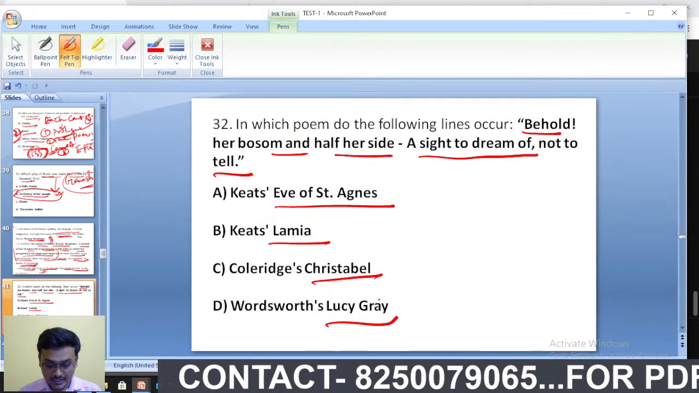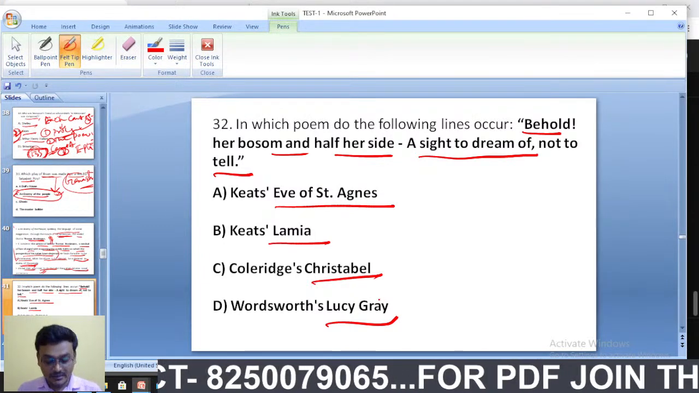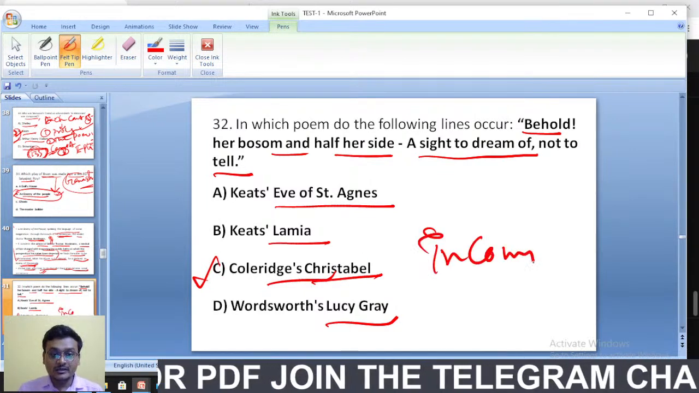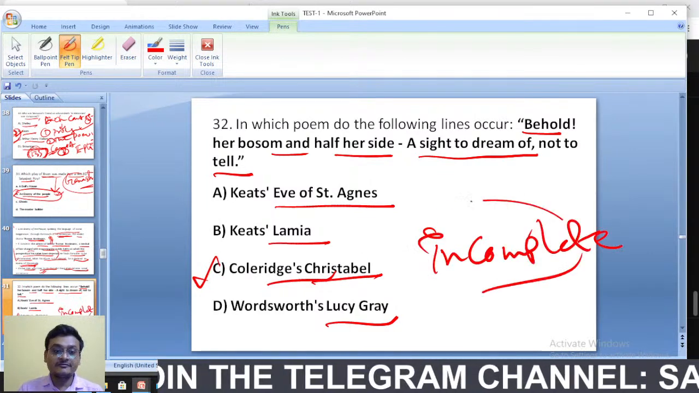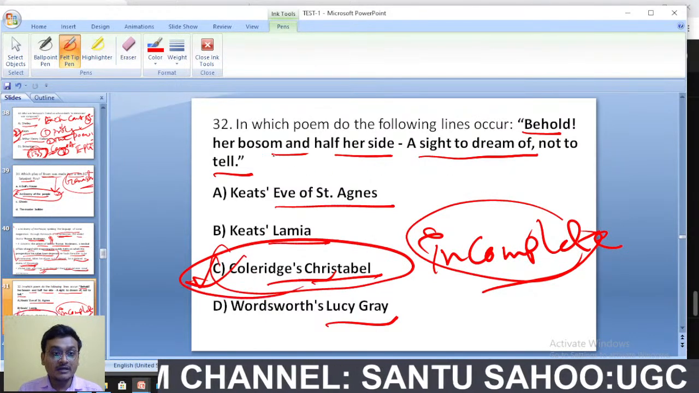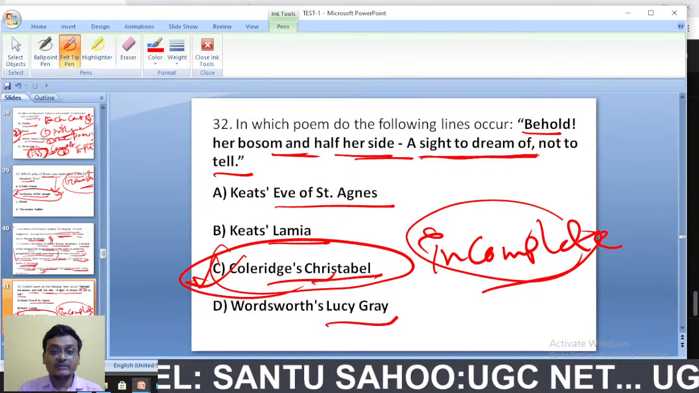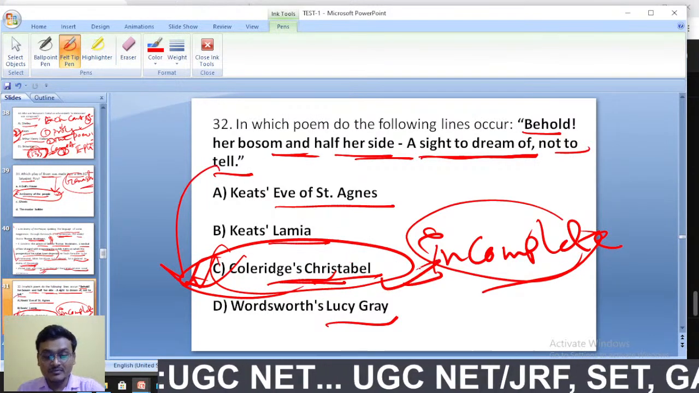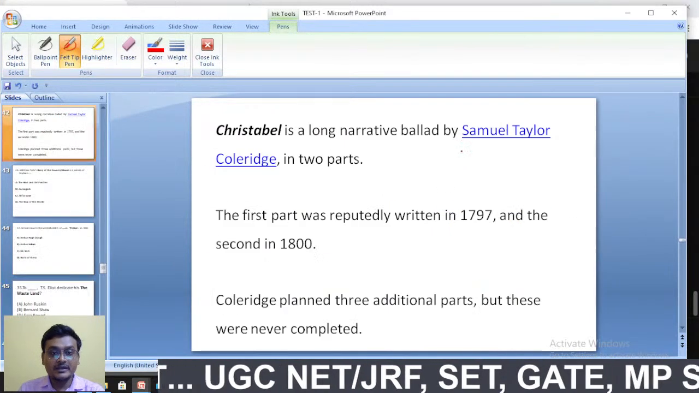Exactly, Suchorita. Excellent. It is Coleridge's Christabel, which is an incomplete work. Unfinished work. Coleridge's Christabel is the right answer. Behold her bosom and half her side, a sight to dream of, not to tell. This is from Coleridge's Christabel.